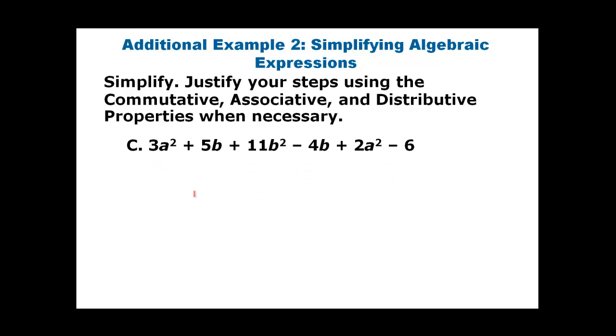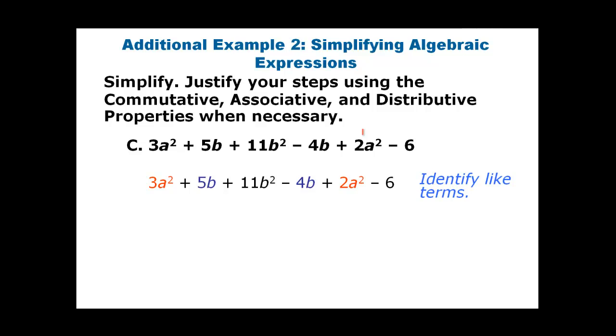Let's check another example. We have 3a squared, 5b, 11b squared, 4b, 2a squared, and 6. Where are the like terms? First, we need to find the like terms. We have 3a squared and 2a squared. We have 5b and 4b. Don't add 11b squared. Okay, 11b squared, no like term for it. 6, no other term for it.